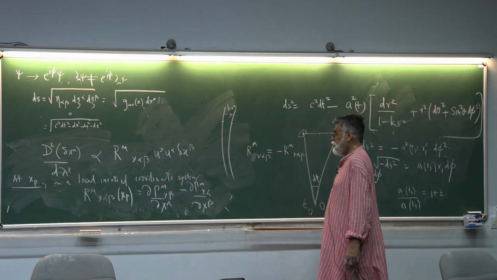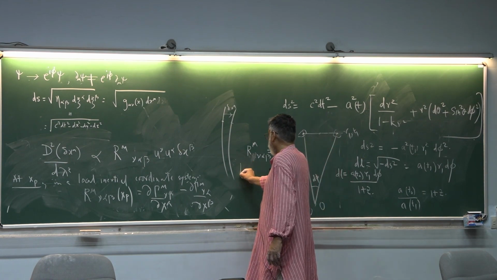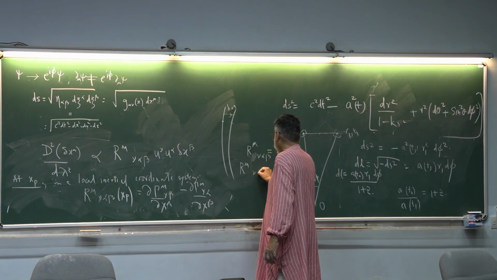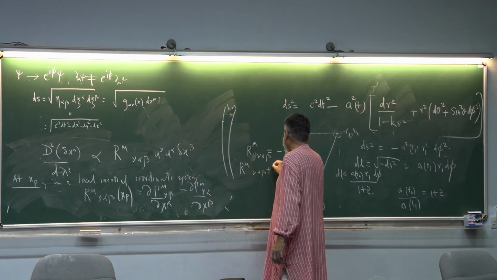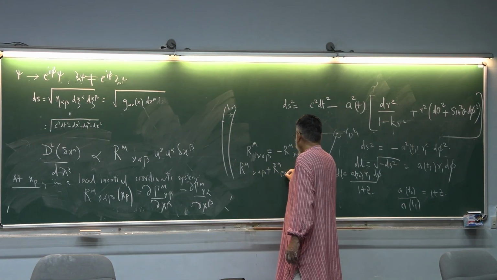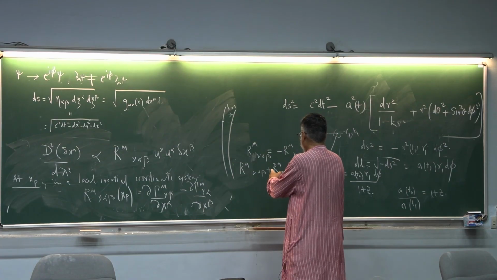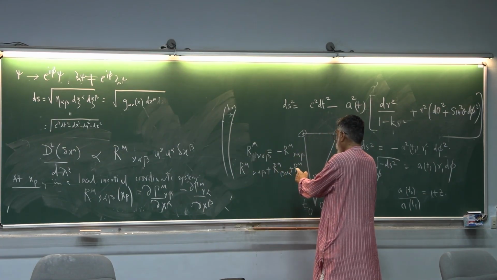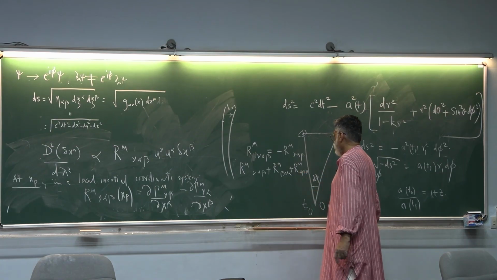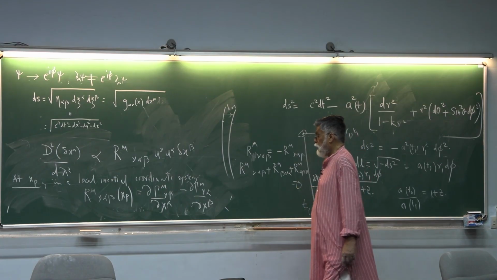Then the other property you can easily prove, I'll give it to you as an exercise, is that R mu nu alpha beta plus cyclic rotation, R mu beta nu alpha, plus R mu alpha beta nu, is 0.